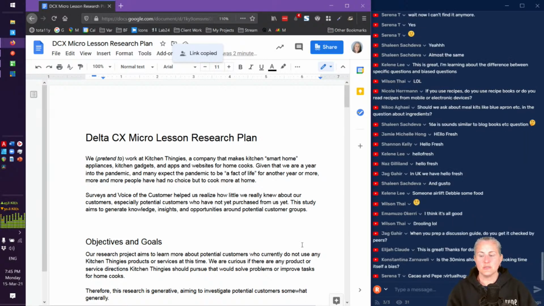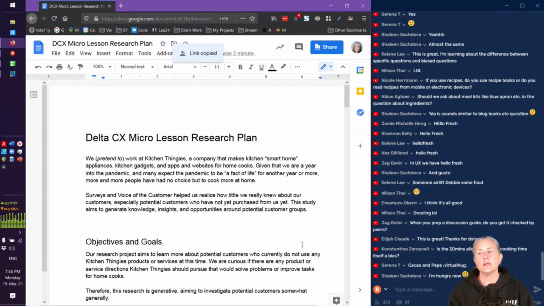When you prep a discussion guide, do you get it checked by peers? Depending upon what I'm doing, sometimes I will check it with peers, and sometimes I will also check it with my client. Remember, I'm often a freelancer or an outside agency, so I will often show it to the client.